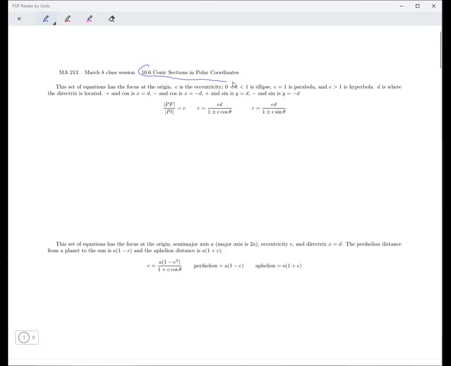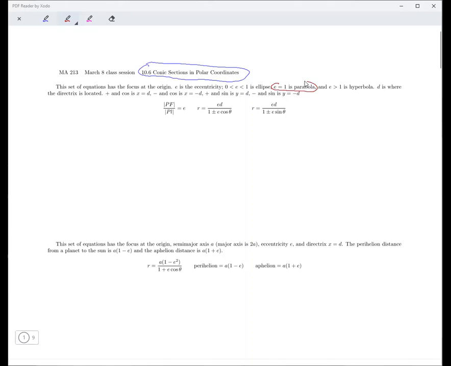Conic sections in polar coordinates. Okay, so here's the idea, and these two sets of directions basically tell you everything that you need to know. But let me just show you how this works. Let's take a parabola, for example.